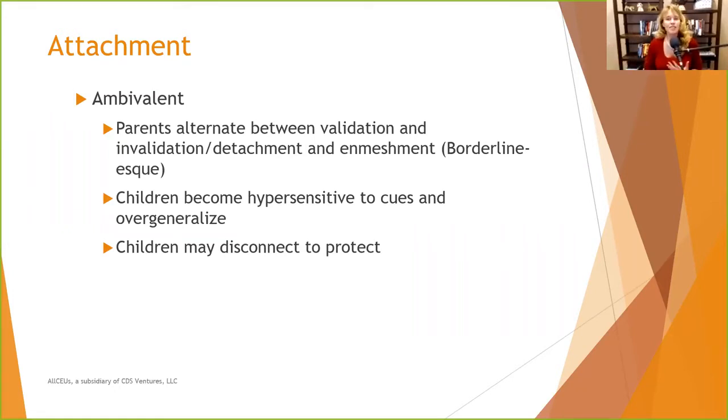So children may disconnect to protect. Remember, young children are egocentric, so everything that happens is about them. So if parents are unpredictable and they can't count on their parents, they're like, well, what am I doing wrong? I don't understand. And they don't want to get their hopes up, because if they get their hopes up and then the parent disappears again, it is crushing. So they disconnect. They're just like, yeah, whatever. Good, you're here. Great. We'll see if you actually stick around.